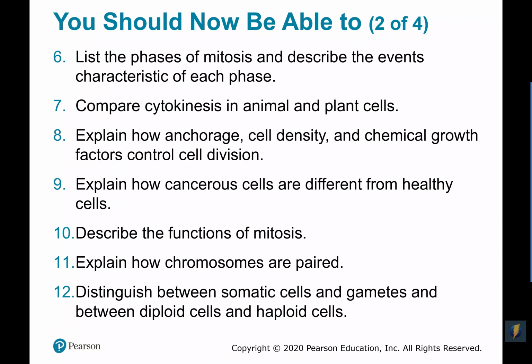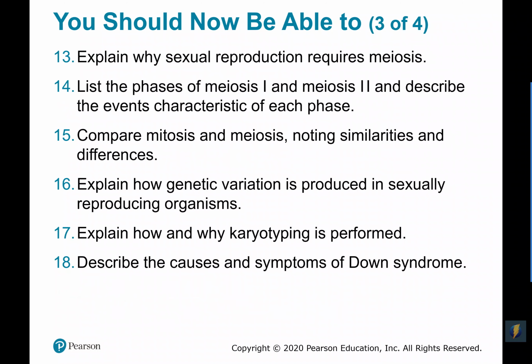talk about density, anchoring, and growth factors that control cell division, cancer cells and their exponential growth, the functions of the mitotic processes, how chromosomes get paired up, distinguishing between our somatic or body cells and the sex cells or gametes, whether they are diploid, full chromosome number, or haploid, half chromosome number, why sexual reproduction requires meiosis, explain meiosis 1 and meiosis 2, what goes on in each of those phases, compare and contrast mitosis and meiosis. Compare and contrast questions are always good test questions.